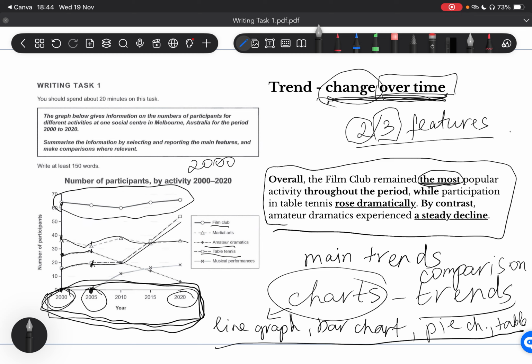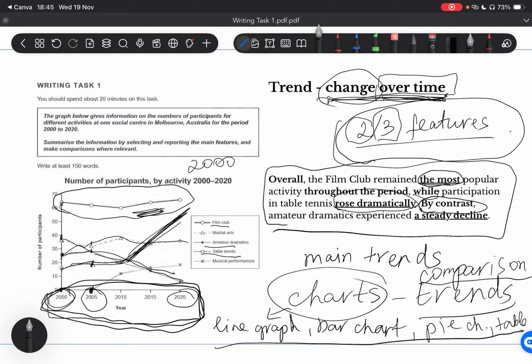We're comparing all 5 and saying that the first one is the most popular. And also here we are saying while, this one rose dramatically, right? And we have the words by contrast, meaning the opposite on the other side. On the other hand, we see a steady decline, which is the opposite of increasing dramatically. They are opposite, they were mentioned compared. So this is how you should write your overview.